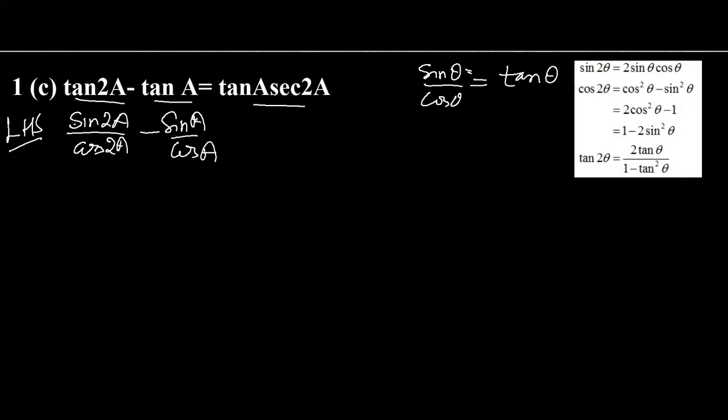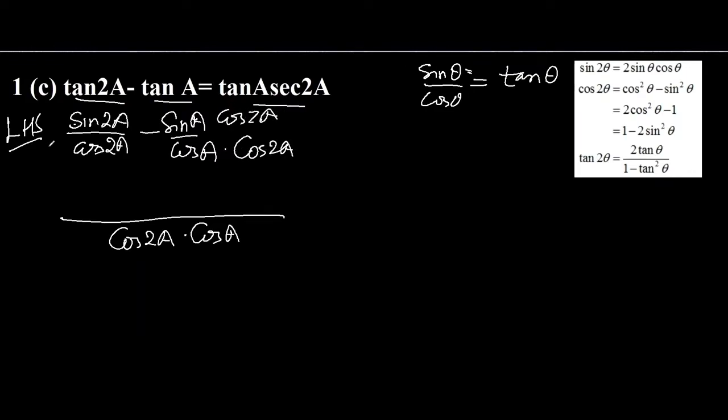Now we need to merge them. So we will write the LCM, which is cos 2A cos A. For that I have to multiply this by cos A and cos A. Similarly, here I will multiply by cos 2A and cos 2A, right? So now the denominator is the same. The numerator will become what? Cos A sine 2A minus sine A cos 2A.